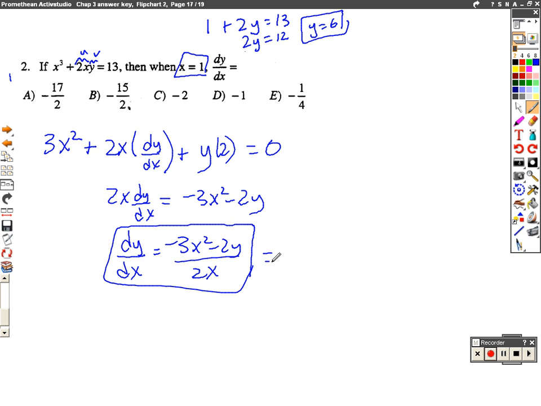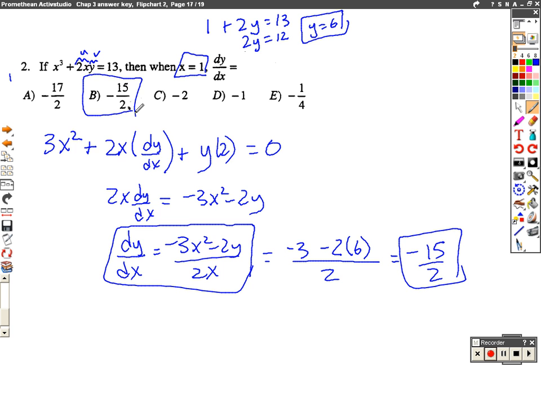Okay, now we can find the derivative. So we've got negative 3 times 1 minus 2 times 6 over 2 times 1. Negative 3 minus 12 is negative 15 over 2. And I believe this is option B.